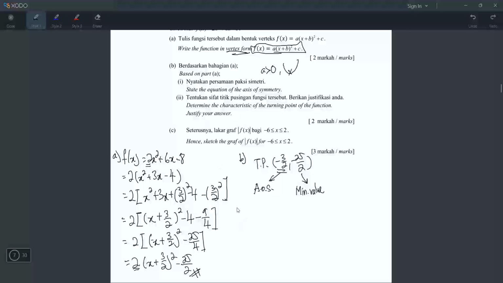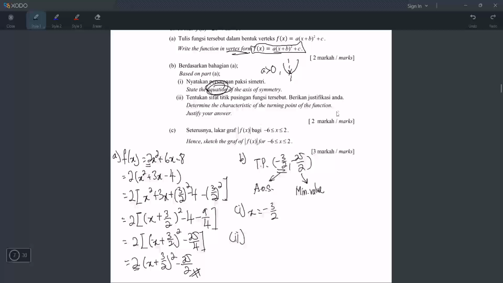So what they asked for in the first question is the axis of symmetry. So the axis of symmetry is what? Negative 3 over 2. But you have to write x equals, because it's the equation of a line. So x equals negative 3 over 2. The x equals must be written, that's important. So remember, when we write an equation, there must be an equal sign. You cannot just write negative 3 over 2, it's x equals, because the line is going vertically down like that.